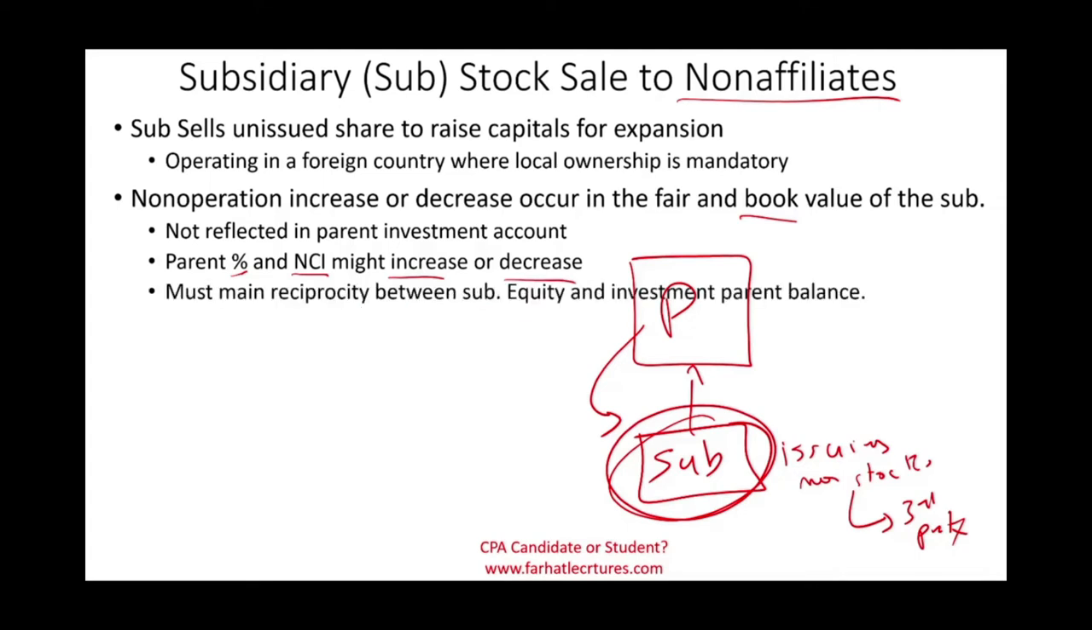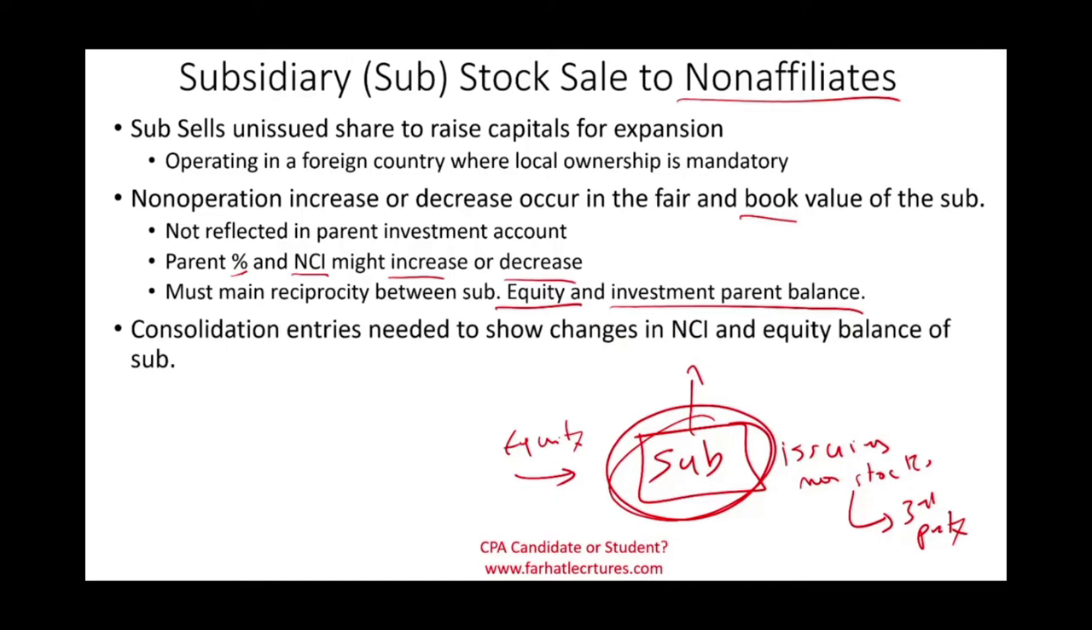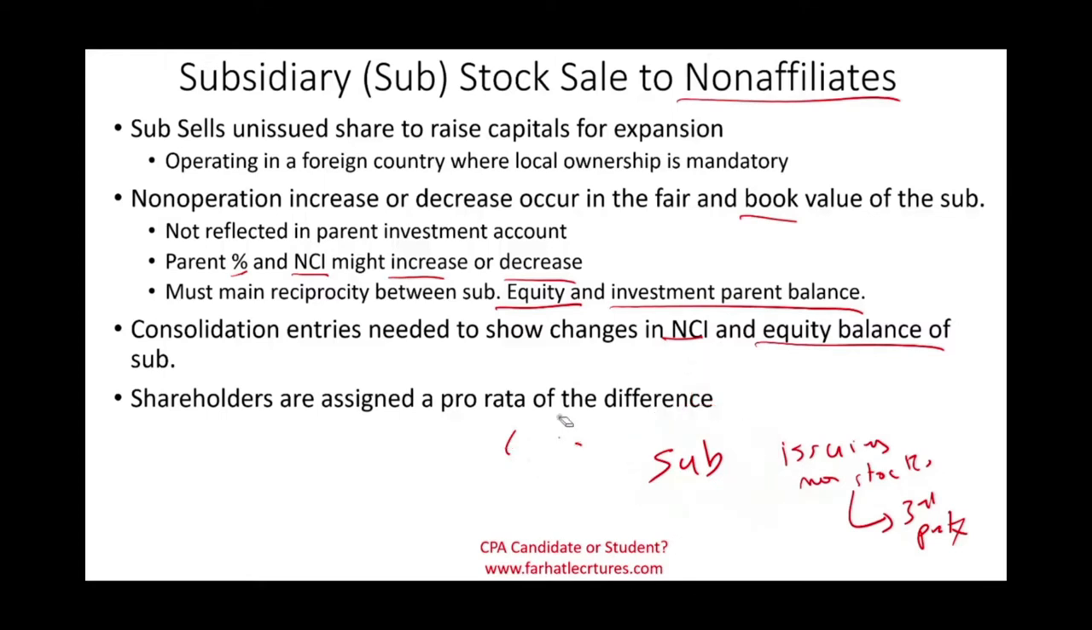What we have to do is maintain a reciprocity between the sub equity and the parent's investment balance, because what you did when you purchased the sub, you purchased their equity. Now the sub equity is changing, and your investment that's sitting on the parent company is not reflecting that. Therefore, we have to prepare consolidation entries to show the changes in NCI and equity balance of the sub, so everything still balances. And as a result, shareholders are assigned a pro rata share of the difference. That pro rata could be an increase in the value of the shareholders or a decrease.